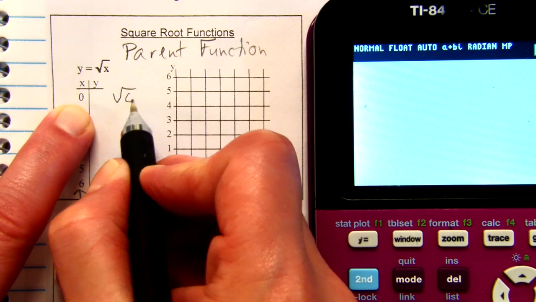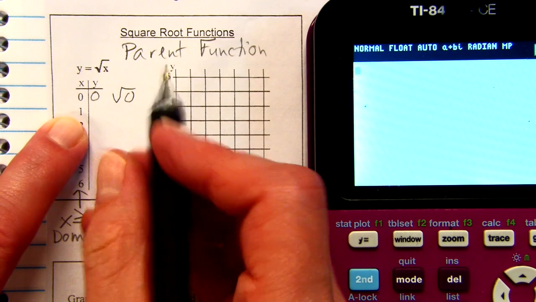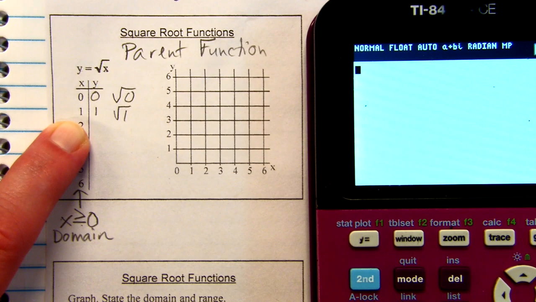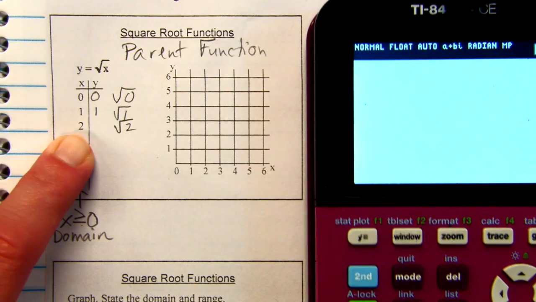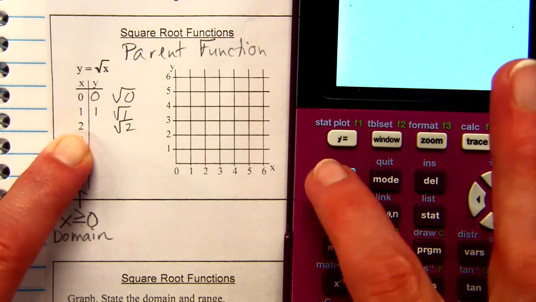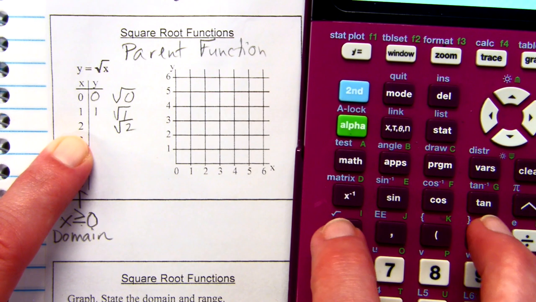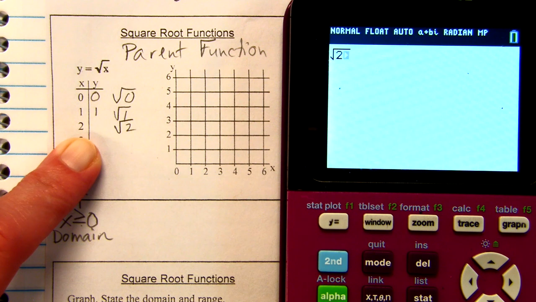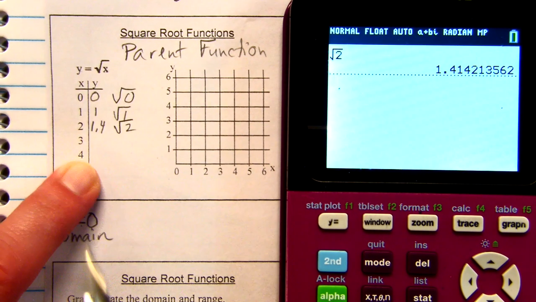So for this one, I'm going to do the square root of 0, which is 0. I know, very exciting. Then we do the square root of 1, which is 1. It gets more exciting when we get to square root of 2. So on your calculator to do a square root, you hit your second key, and then you hit the x squared key. See where it has the little square root up there? And then we are going to type in 2, and it's about 1.4.